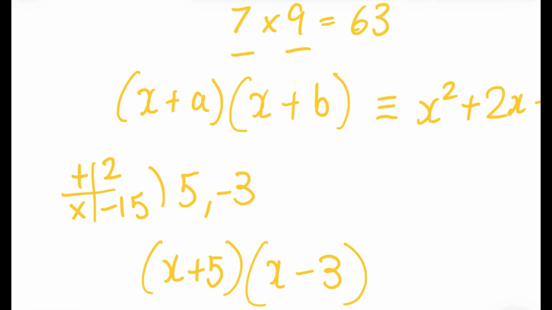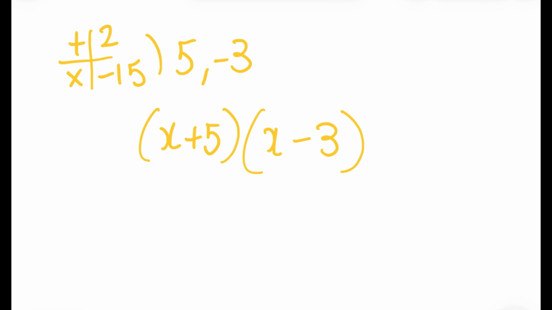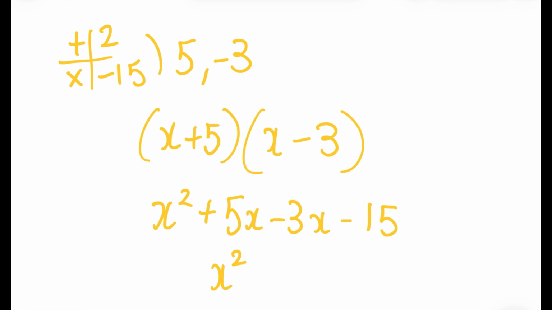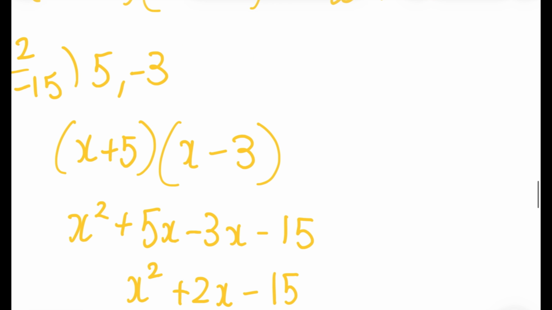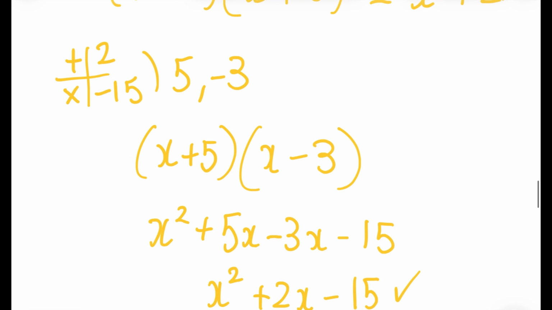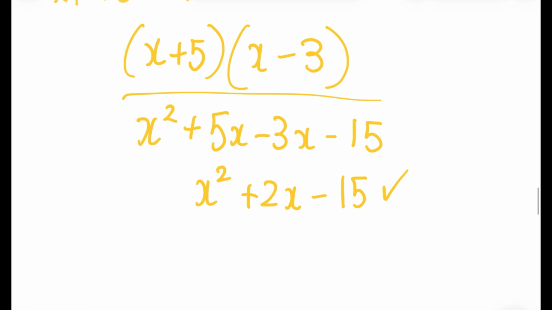So how we're going to do it, ever so simply, is we're just going to put x plus 5 times x minus 3, okay? And then if we expand this, we can check our answer. So we get x squared plus 5x minus 3x minus 15, which is x squared plus 2x minus 15. Is that the same as what we started with? Yes, that is. Okay, so this is the fully factorised form.